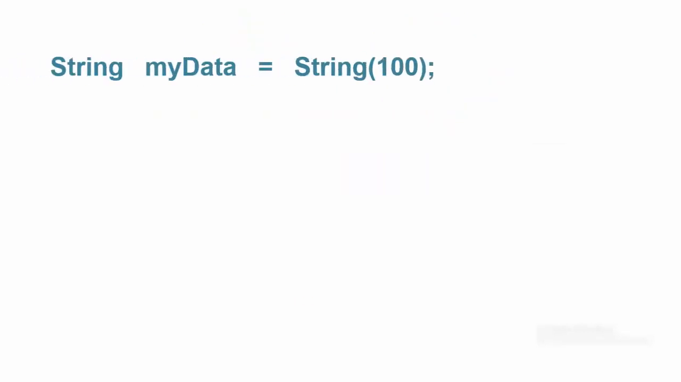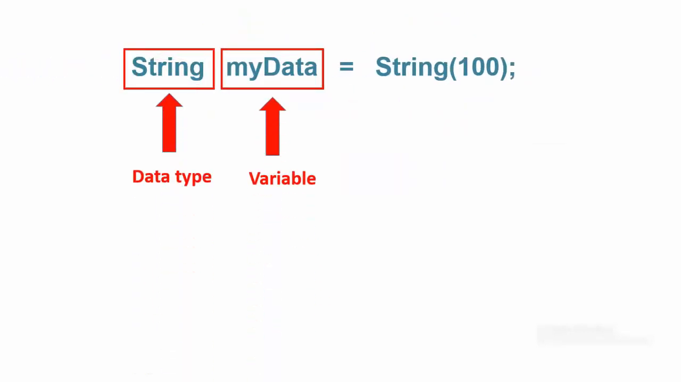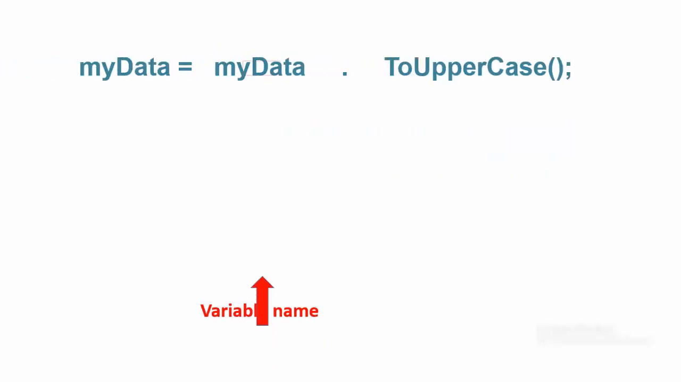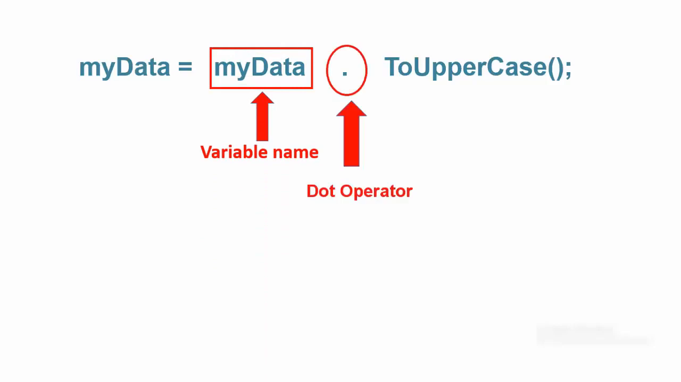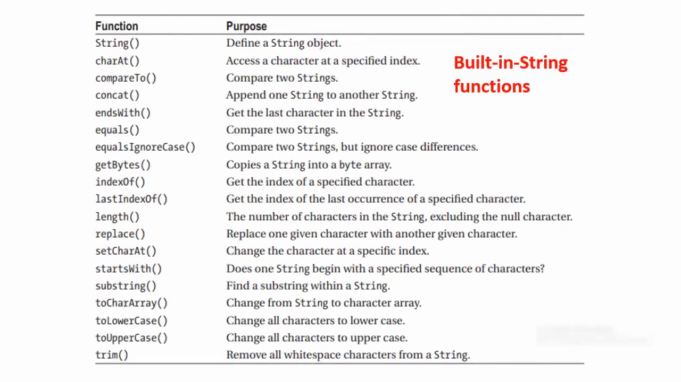Let's look at it again. This is the variable, and this is the data type which has the function. It defines a String named myData with enough space for 99 characters. To use a built-in function to capitalize the characters, follow the variable name with a period, which is called a dot operator, followed by the function you wish to call. The given table shows some of the built-in functions that are available when you use String objects.